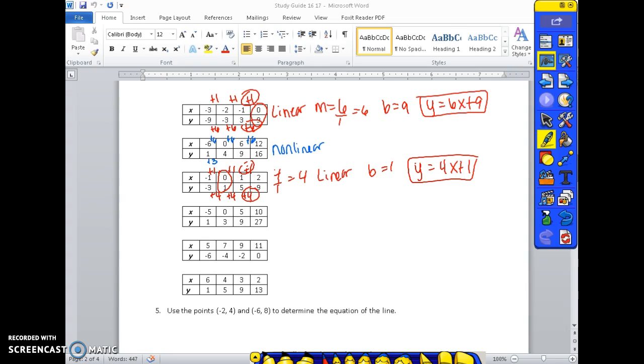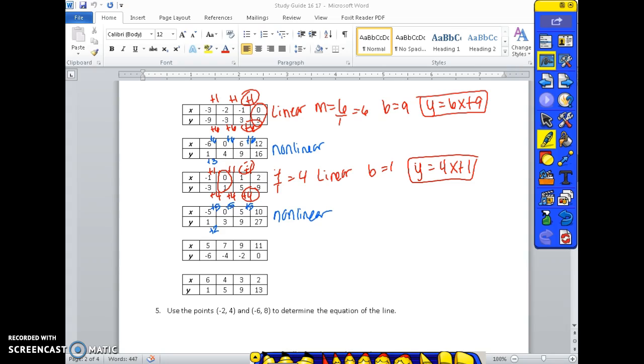For the next one, I'm going up 5 each time. 0 plus 5 is 5. 5 plus 5 is 10. 1 plus 2 is 3. 3 plus 2 is not 9. So that is nonlinear. It does not have a constant rate of change. If it does not have a constant rate of change, it is not going to be a linear function.